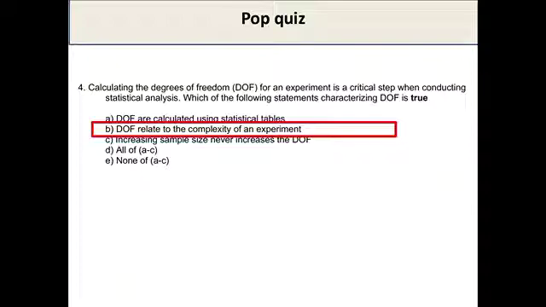Remember that we used degrees of freedom and the t statistic to estimate the p-value, the probability that we could see that t statistic by chance.